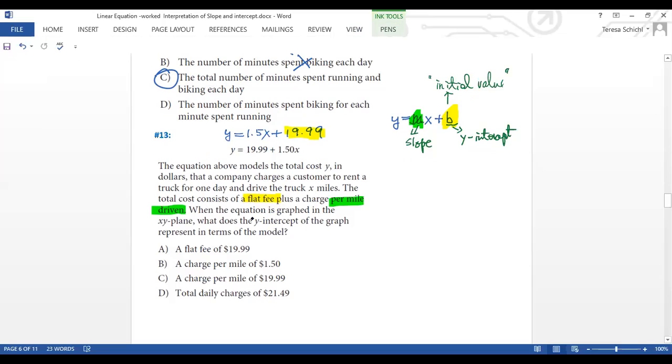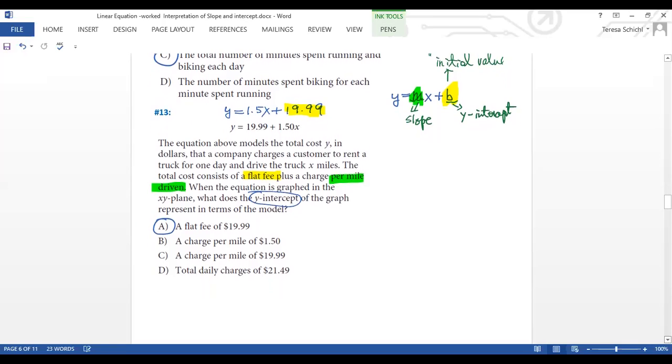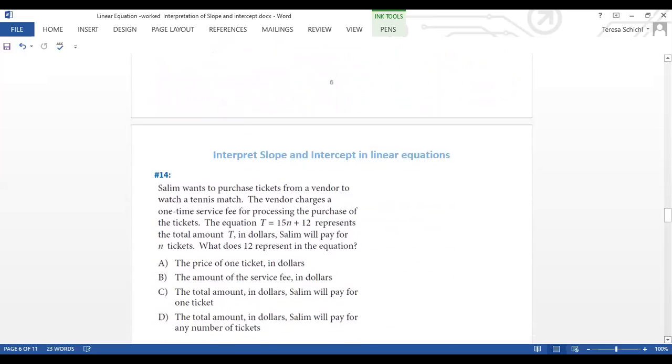So in this problem, they ask, when this equation is graphed here, what does the y-intercept of this graph mean? That means it's 19.99. That's what that means, right? So it's the initial value, a fixed cost. So what is the answer here? It's the flat fee, right? So it's the fixed cost here. It doesn't matter if you drive 0 miles or you drive 100 miles, you're going to pay this flat cost. That's what we call the intercept here.